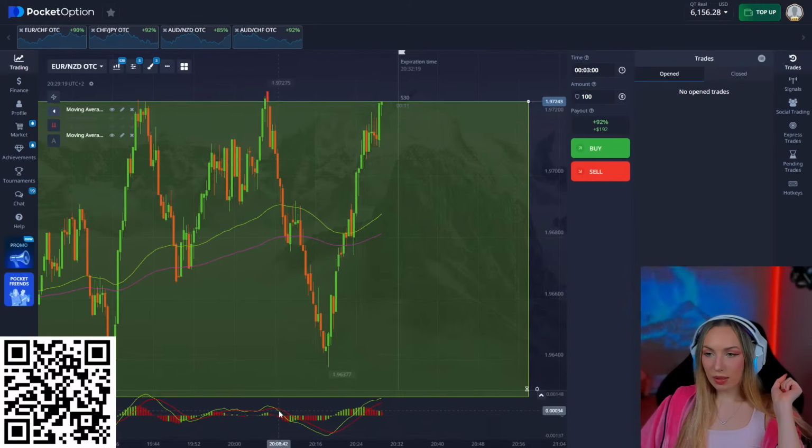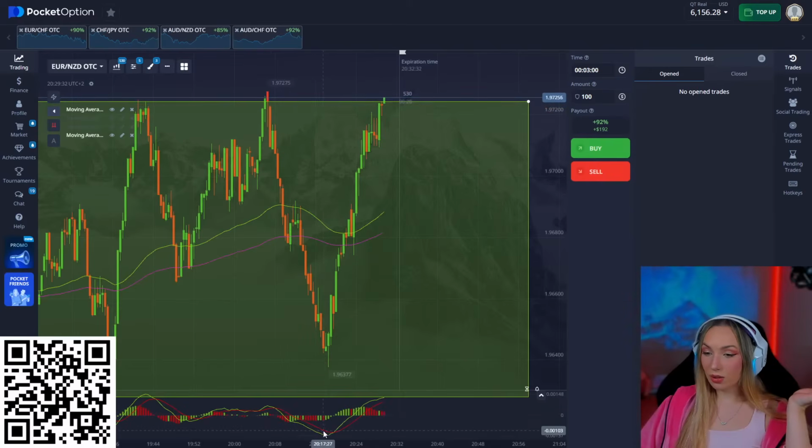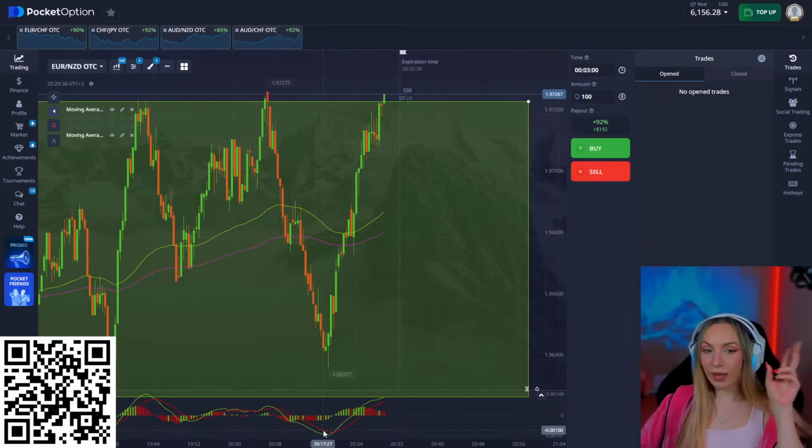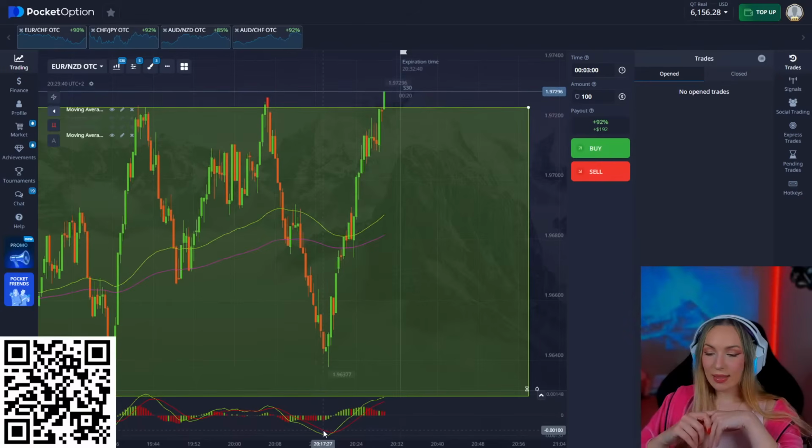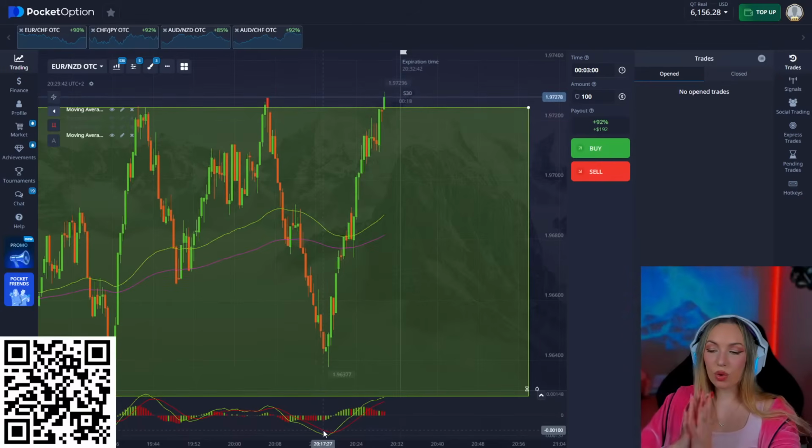Here was the signal actually to open the trade. Let's say here it was, right? 8:09, right after I started the stream. And at 8:17 the price reached the bottom. So it was 8 minutes for the price to go down.